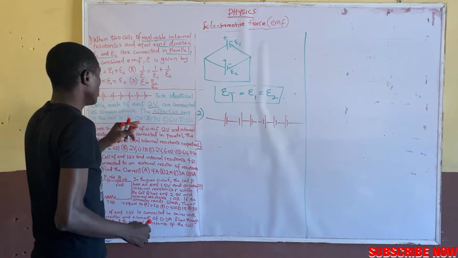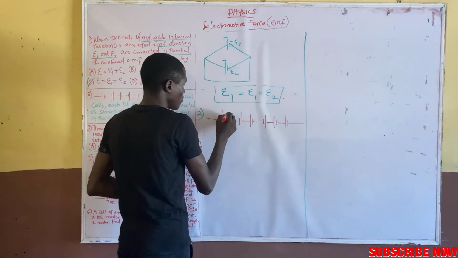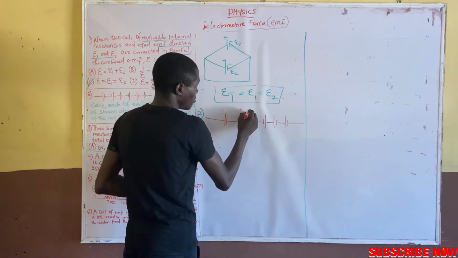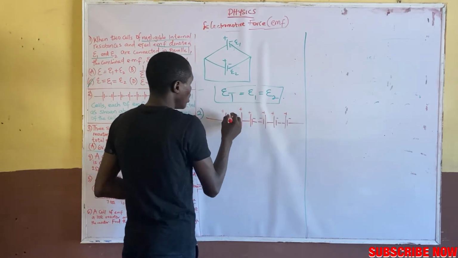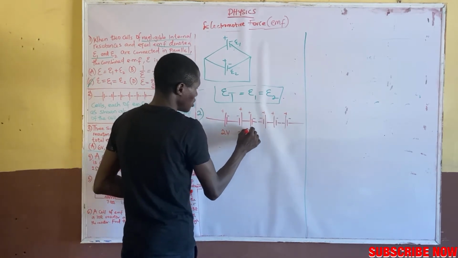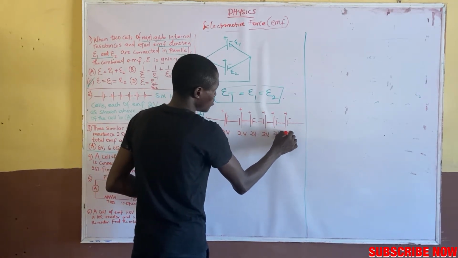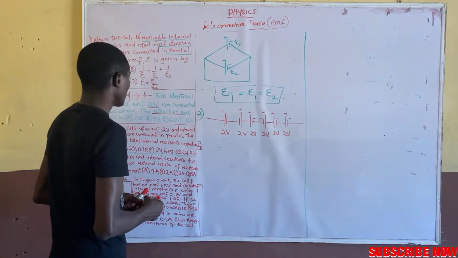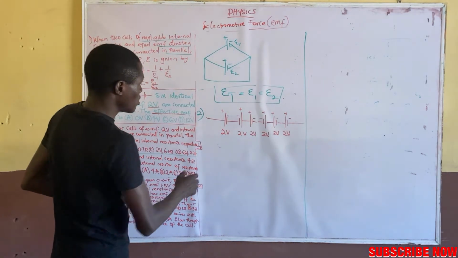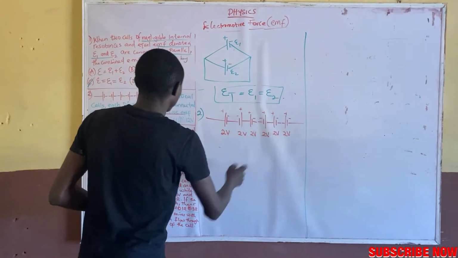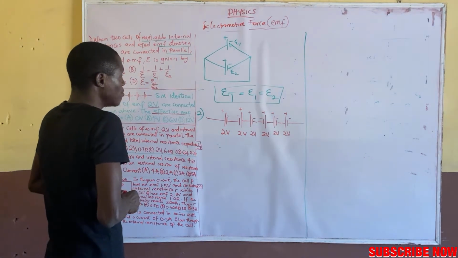Now, don't forget that we are told that this EMF is 2 volts. You have plus, negative, negative, plus, plus, negative, plus, negative, plus, negative, plus, negative. So these two are 2 volts each: 2 volts, 2 volts, 2 volts, and 2 volts. Now, if there are 2 volts, 1, 2, 3, 4, 5, 6. Now, what is the combined EMF of the cell?